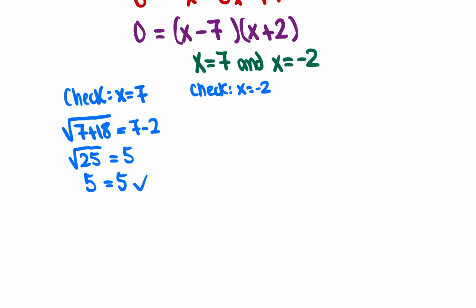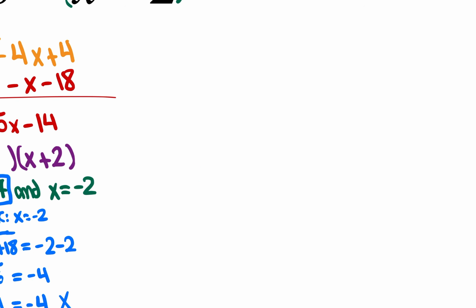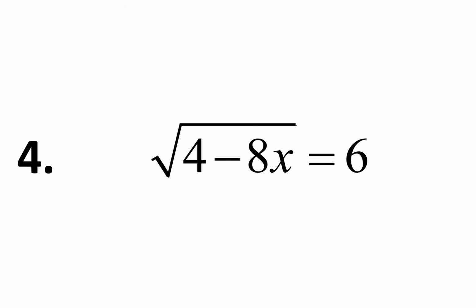Okay, for this one, we have the square root of negative 2 plus 18 on the left-hand side. And on the right-hand side, we have negative 2 minus 2. On the left-hand side, this will turn into the square root of positive 16 is equal to negative 4. But wait a second, we know that the square root of 16 is going to be positive 4. Set it equal to the negative 4. Is this statement true? No, it's not. So hence, the only solution that you have is going to be x is equal to positive 7.